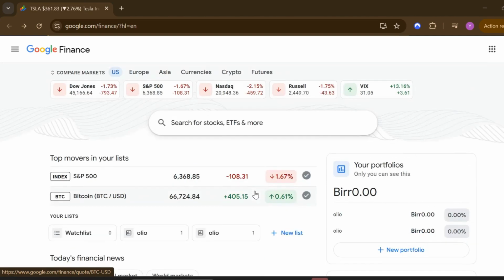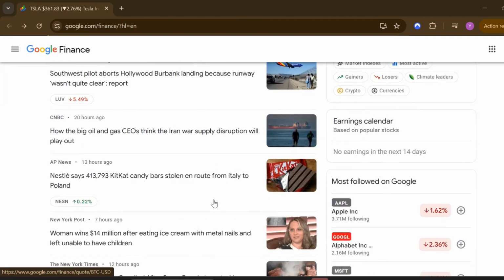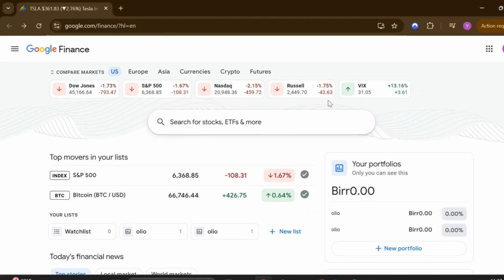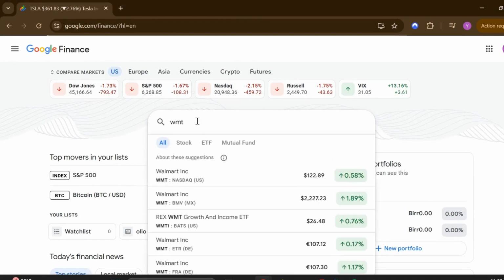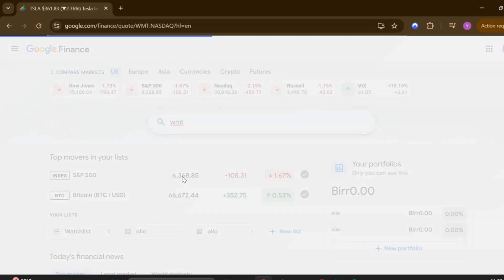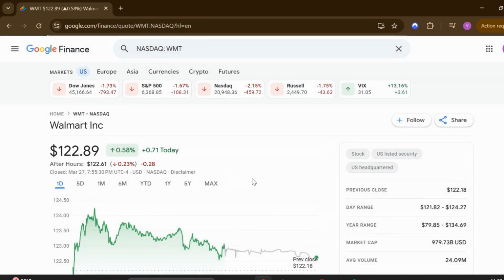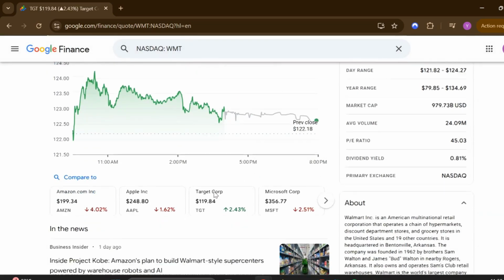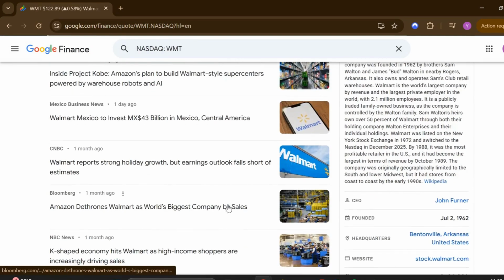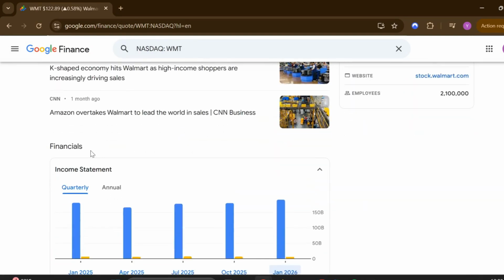Once Google Finance is opened up, select a stock or company of your choice. For this example, I'll use Walmart, ticker symbol WMT, Walmart Inc. Once selected, scroll down to the Financials section, where it says Income Statement, minimize that, and select Balance Sheet instead.